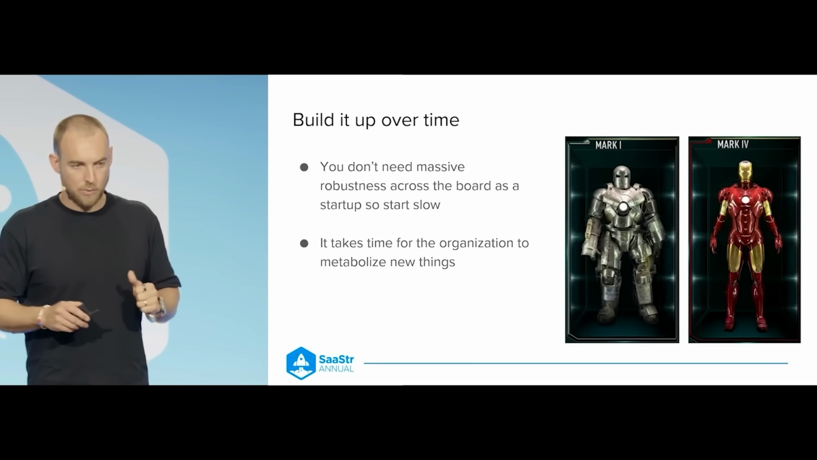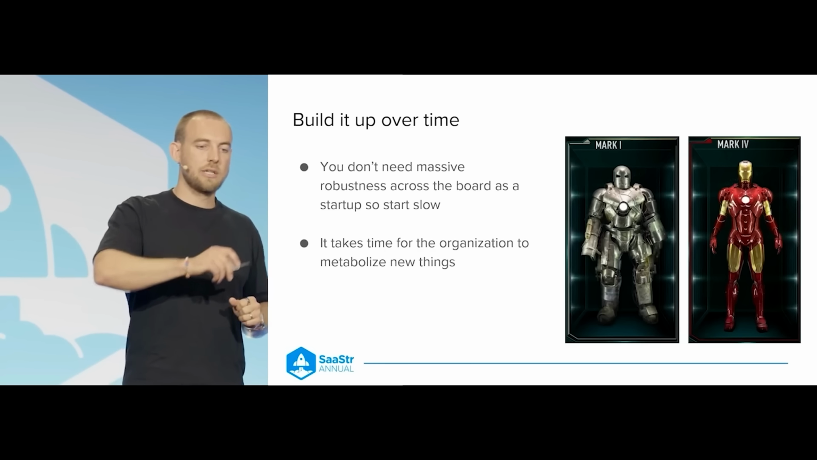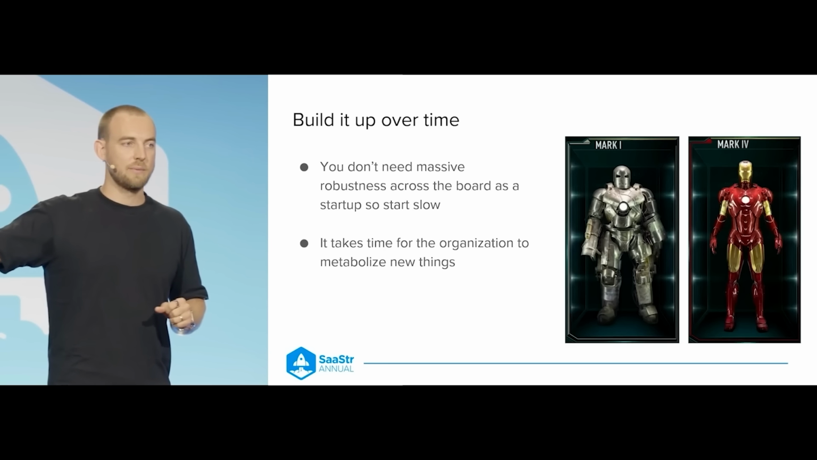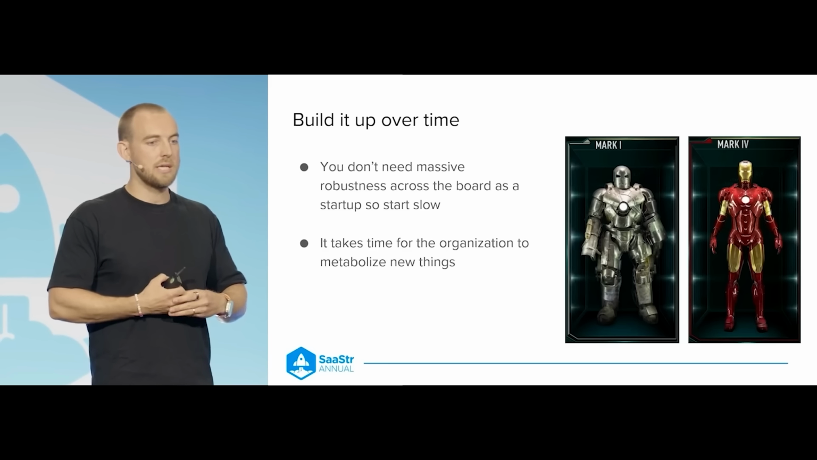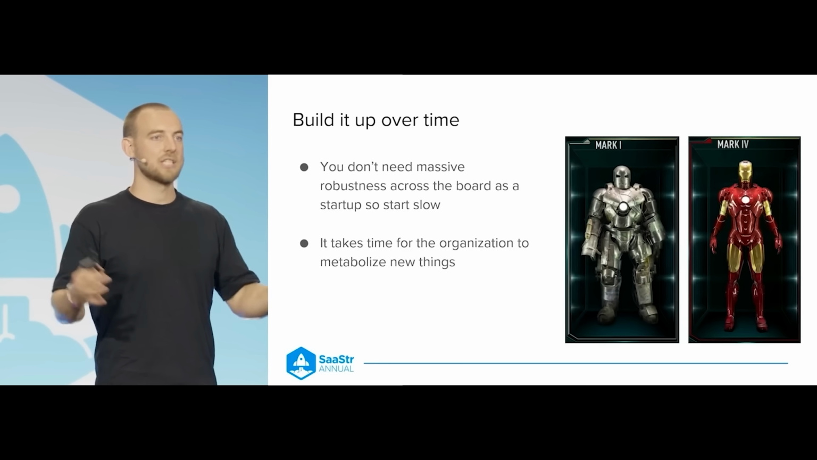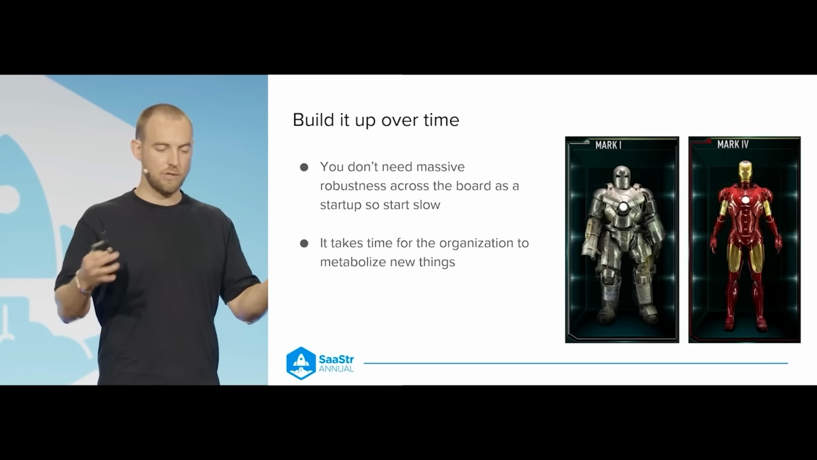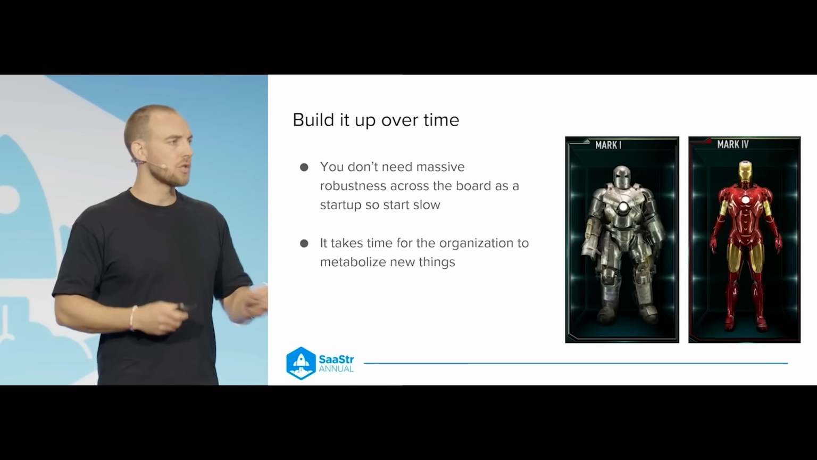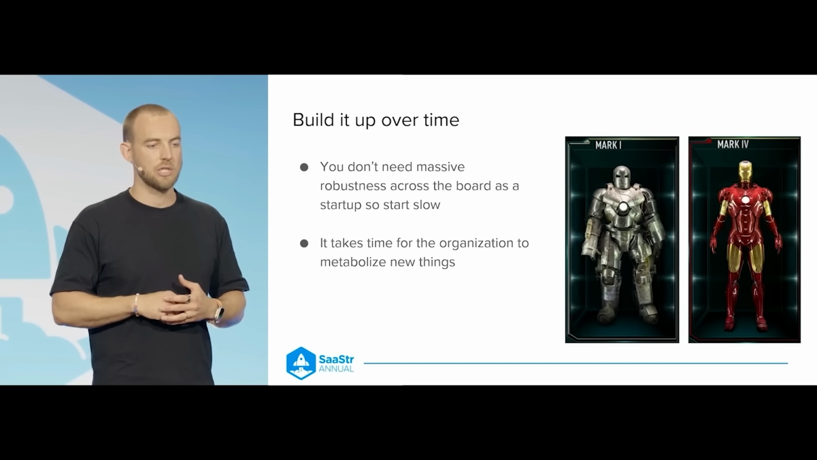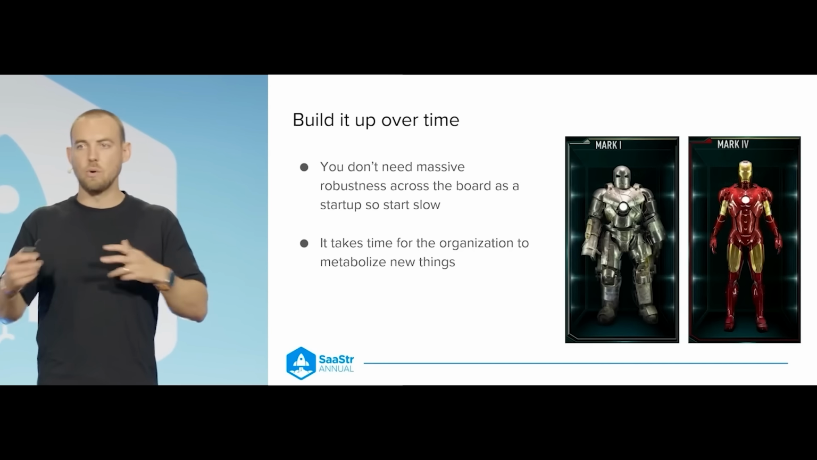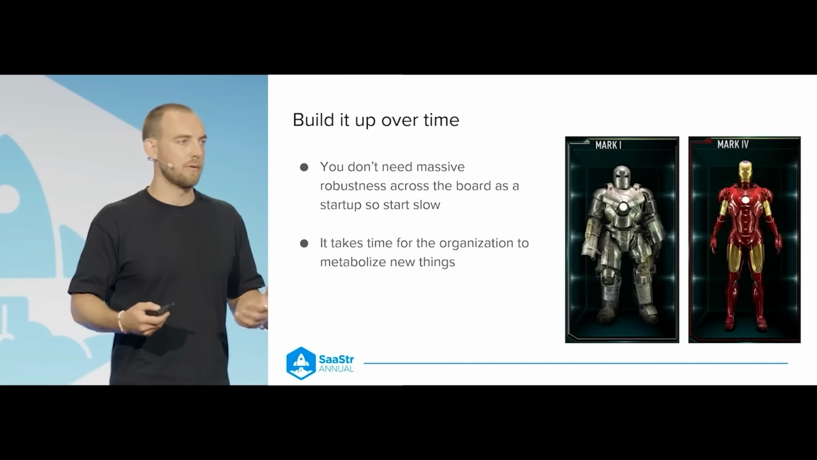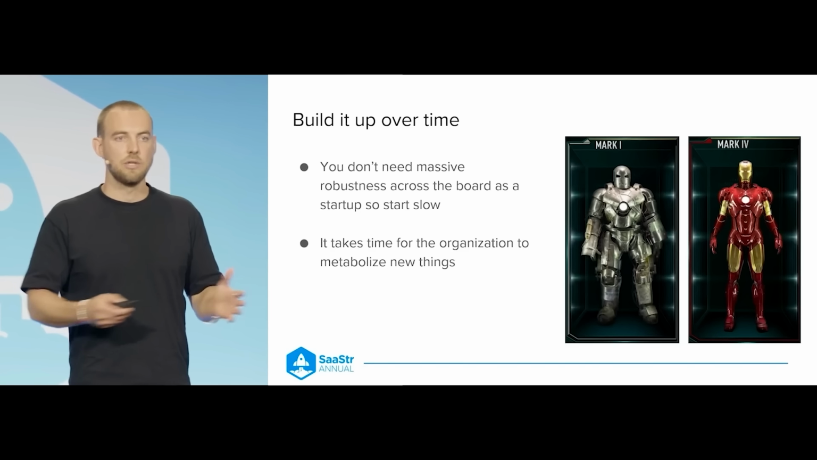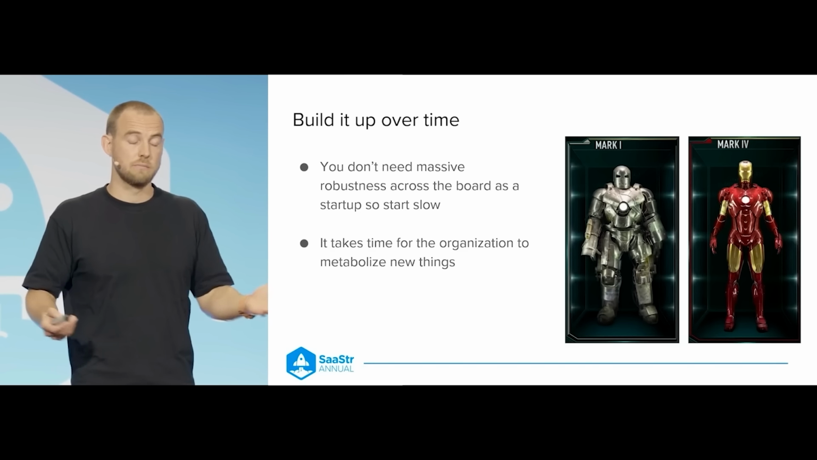So number 1, Tony Stark did not have this fancy suit on the right when he got started. He had this crappy one on the left. So you don't need to go with a massively robust program, a revenue operating system, out of the gate. You can start with just some basics. Just let the organization metabolize those changes, because people can only adapt to so much change. So we're going to want to go slowly with this and build it up over time. It's not a sprint. You can get here over the course of years, arguably.